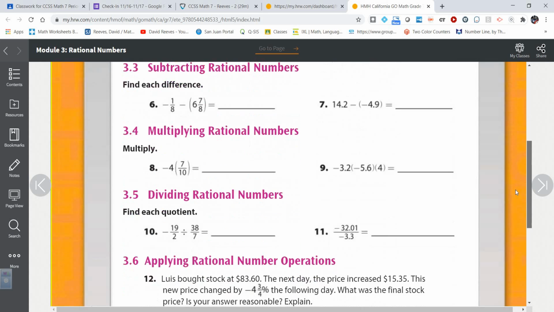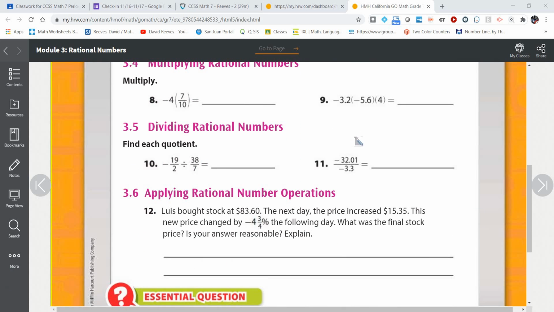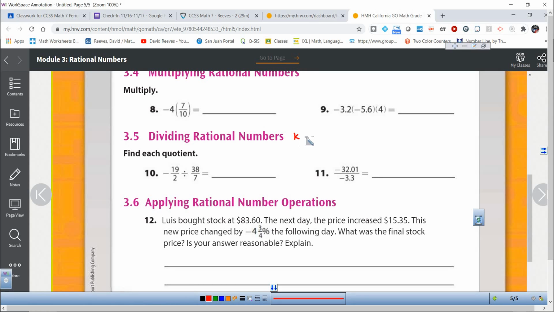Okay, so that's multiplying. Now we're going to divide. All right, so when we divide with fractions, that's where we do keep, switch, flip, and then multiply, or if you prefer, KSFM, right? So I'm going to take this division problem and I'm going to rewrite it as negative 19 halves times 7/38, okay? And then I'm going to multiply.